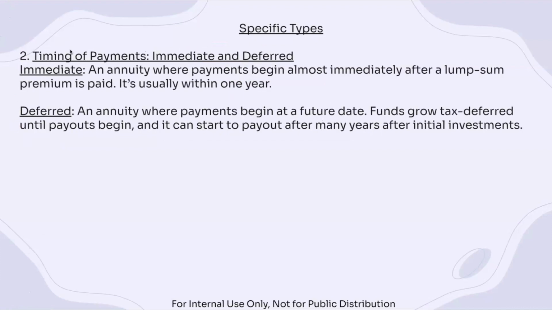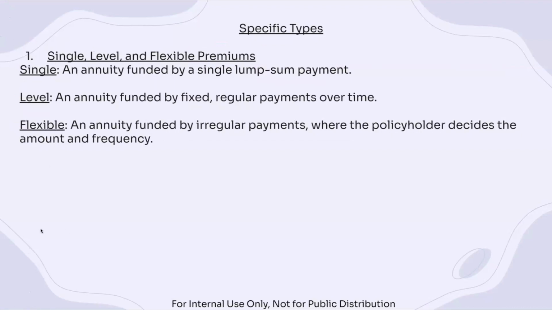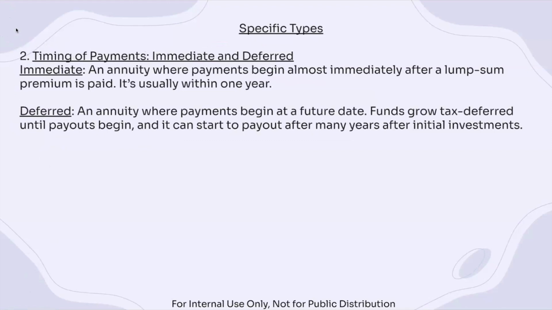Now, something that's different is that with annuities, we can select the timing of payments, right? If individuals pay through a single premium, they're eligible for immediate payment. This is where payments begin almost a year after a lump sum. That's the condition: the lump sum premium is paid, and payments usually begin within a year.